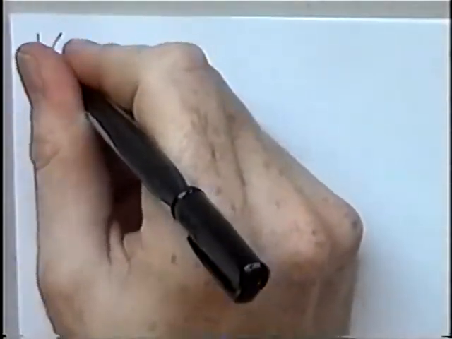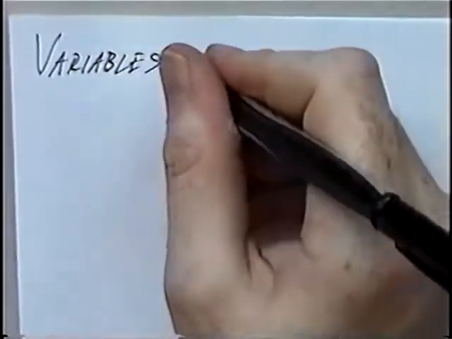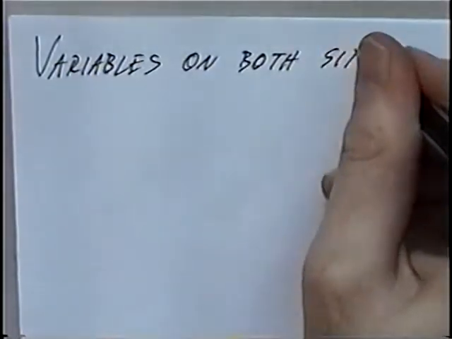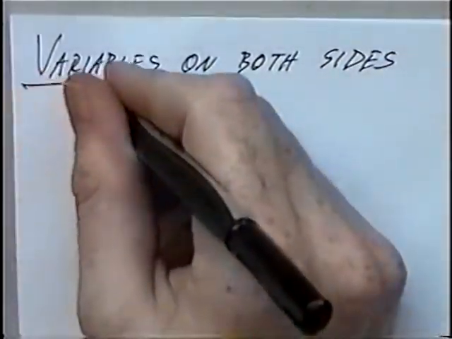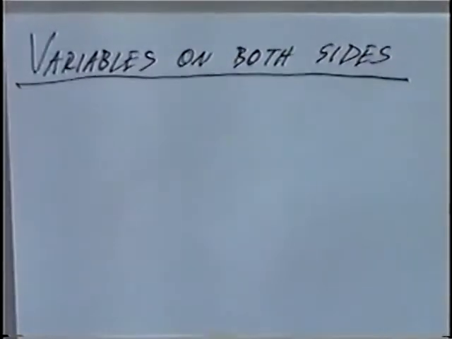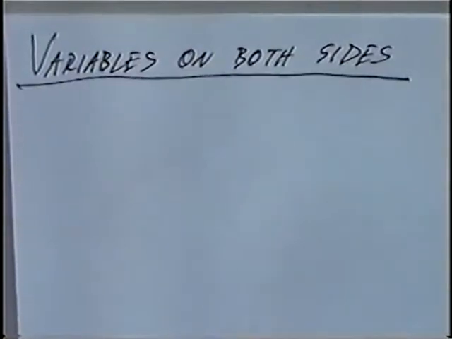For this section is variables on both sides. For the section, we'll still use absolute value equations. Solving these will have variables on both sides of the original equation.